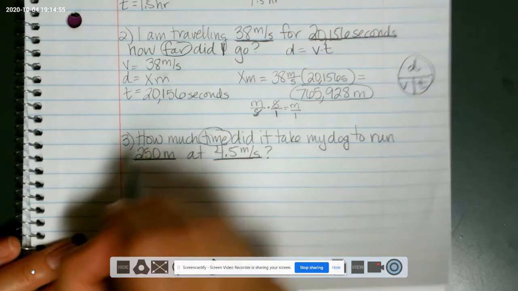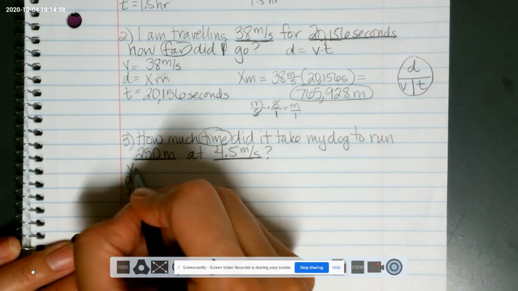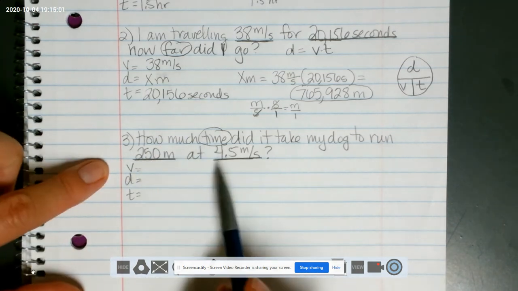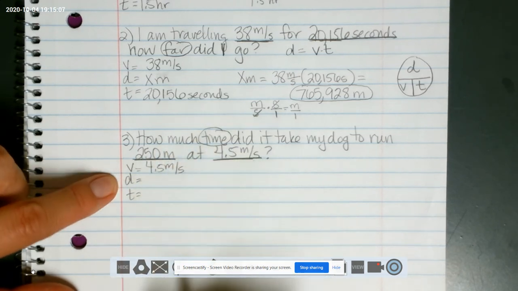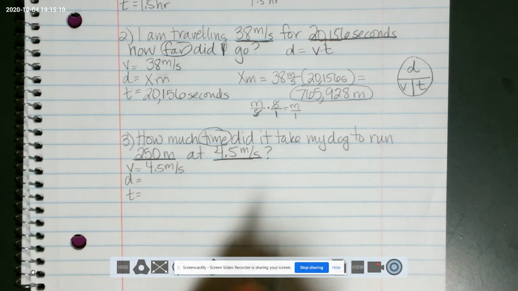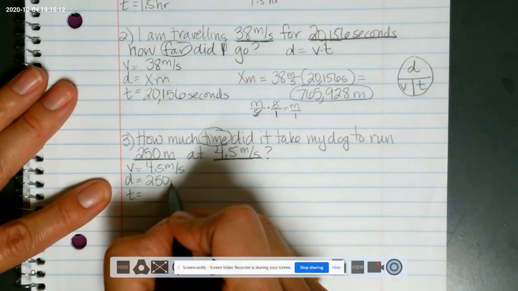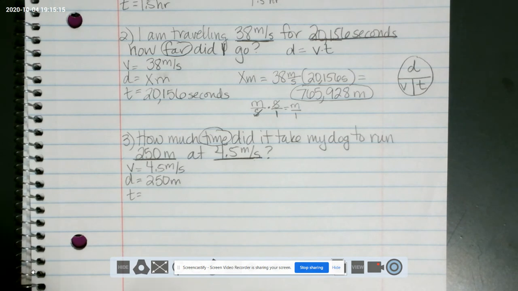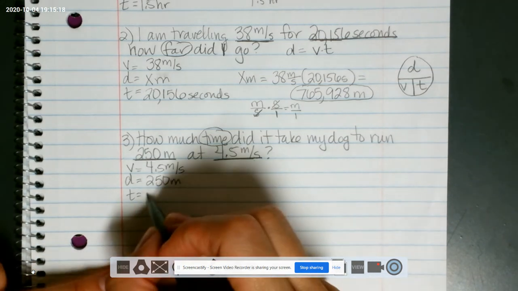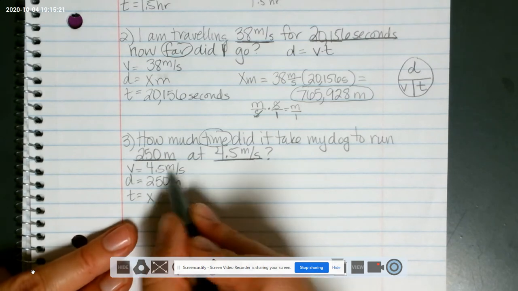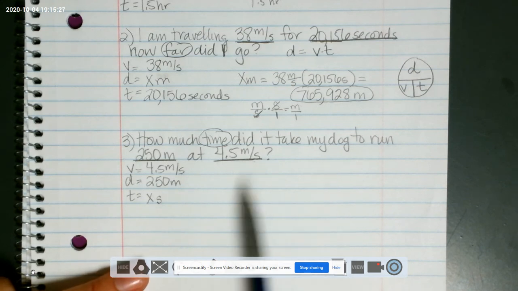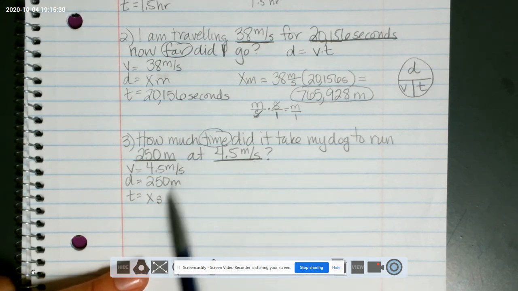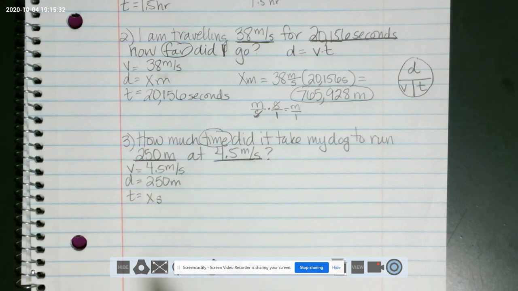So again, I'm going to write my variables down, v, d, t. I'm given a velocity this time of 4.5 meters per second. I am given a displacement or distance of 250 meters. And I'm looking for time. So this time will be the x. And since we have meters per second in our velocity, we know we're searching for time in seconds. So always look. They all have to match up: meters and seconds, or kilometers and hours, or centimeters and years. All of it has to match up. So make sure that those always match.